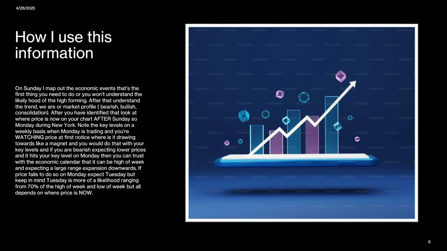And if you're bearish, you've come to a likelihood that you are bearish and expecting lower prices, and it hits your key level on Monday, then you can trust with the economic calendar, if Monday is going to be very volatile, that can be high of week, or it could be Tuesday, or it could be Wednesday. It's not always going to be one thing. I think everyone knows trading is not one thing. Changes all the time. So you have to have things in line to where it's flexible.